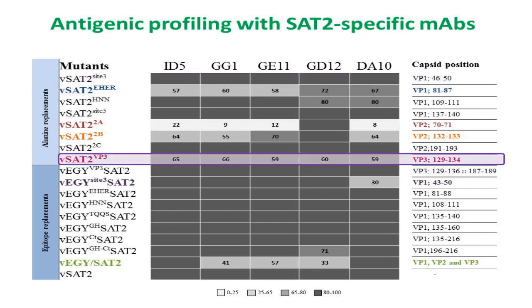And then lastly, with the VP3 mutant, we found that there was a reduction in binding to all of the monoclonal antibodies. This mutant produced very small plaques, and it was always difficult to get a high titer. So we're not sure if this result is because of the test. We still need to do more work to validate these results.